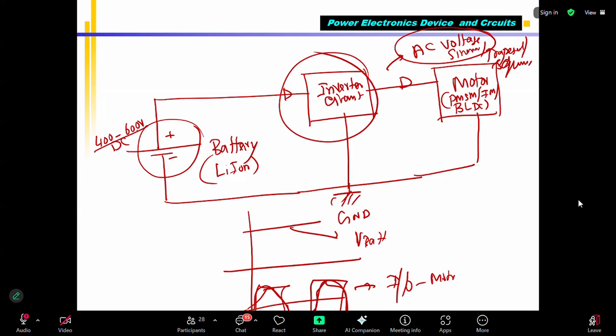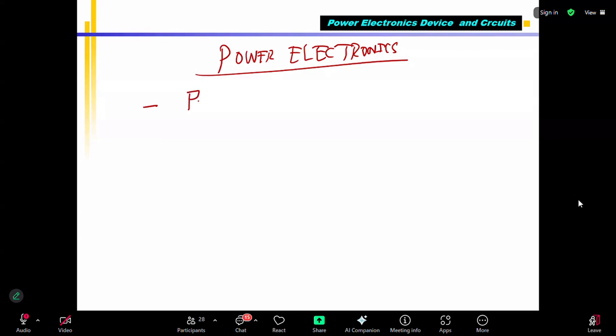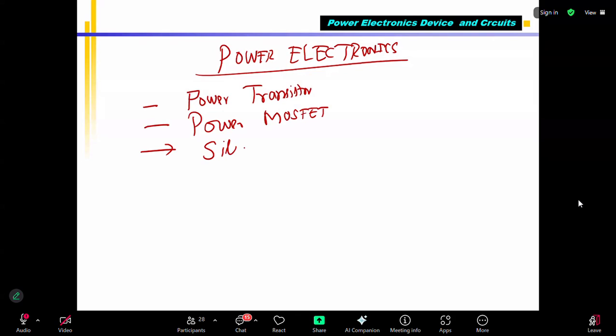Now, this is the high voltage I told you about. In the inverter circuit, we will be using different types of components, called power electronic components. Note down. When I talk about power electronics, these generate high current to supply the motor and we can control them. One is the power transistor. Another is the power MOSFET. Then the silicon controlled rectifier.